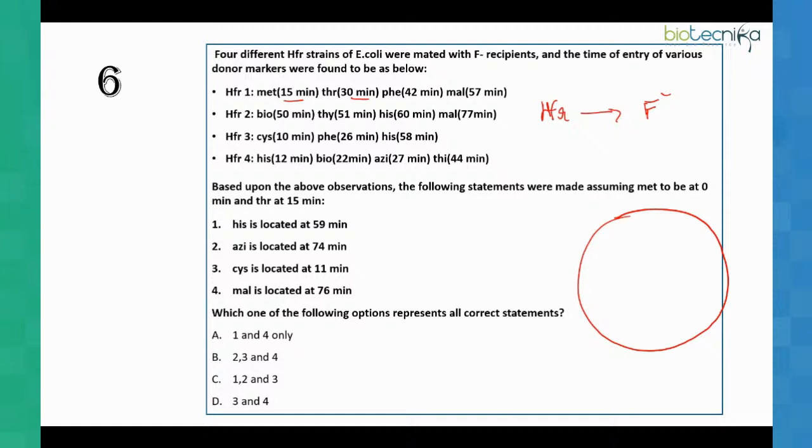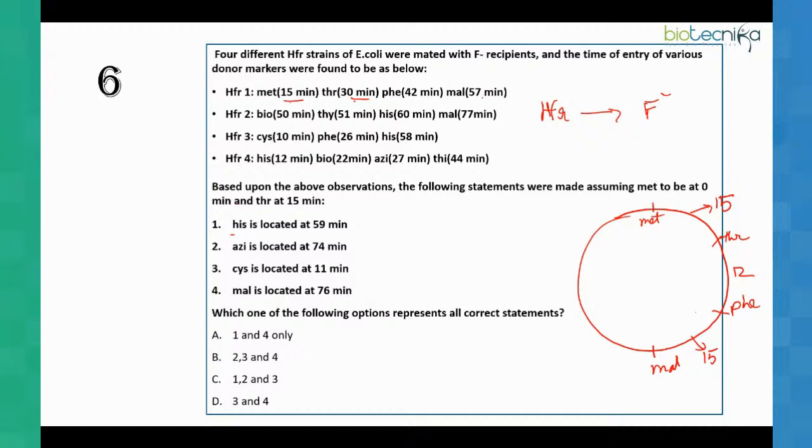So for HFR1, let's say it is MET. Okay, and then there is 3O. So if I put MET here, let's put 3O here, and the distance between them is 15 minutes, right? 30 minus 15 is 15. Then 3O and Phi, so I'll write Phi here. Distance is 42 minus 30, so it becomes 12. Then Phi and Mal: 57 minus 42 is 15. So likewise you have to map all the genes on this bacterial chromosome, and then you check the statements.